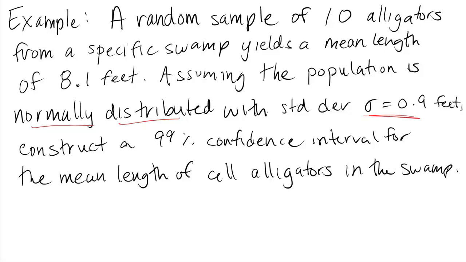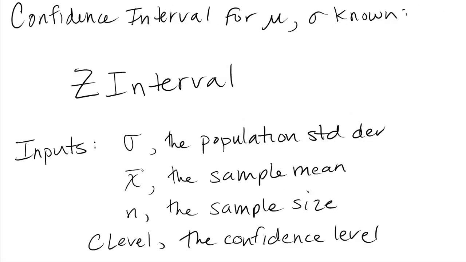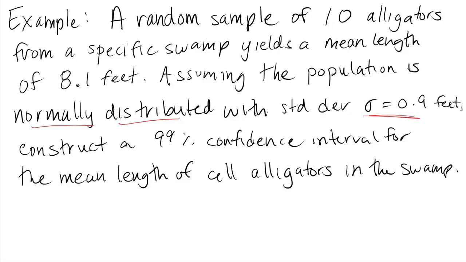This is definitely a Z-interval problem because we are finding a confidence interval for a mean given the population standard deviation, and we have a reason to suspect that the sample means are normally distributed because the population is normally distributed. Z-interval requires 4 inputs: sigma, x bar, n, and a confidence level. You just have to pick those out from the problem. We already identified sigma. When we were determining that this was a Z-interval problem, we said that sigma was 0.9. X bar is the sample mean, and it says that the 10 alligators in our sample yielded a mean length of 8.1 feet, so x bar is 8.1.